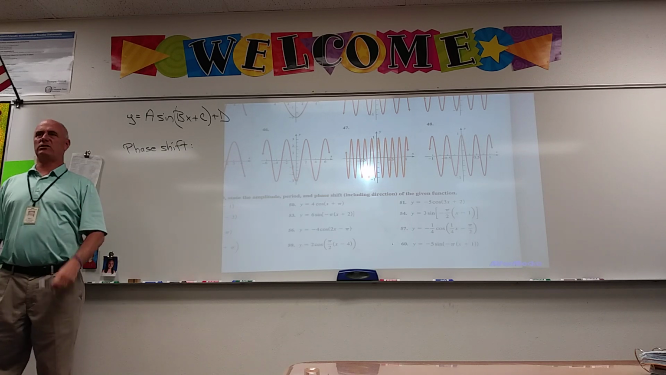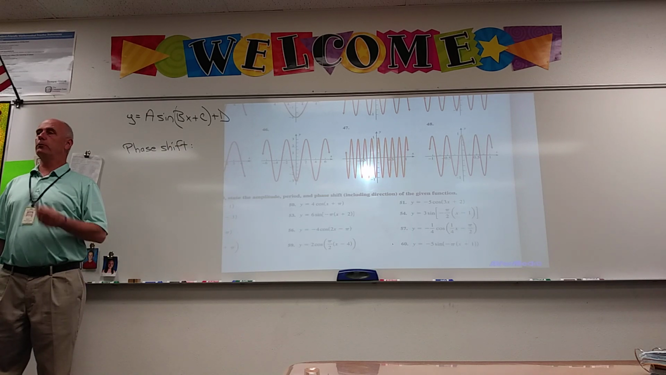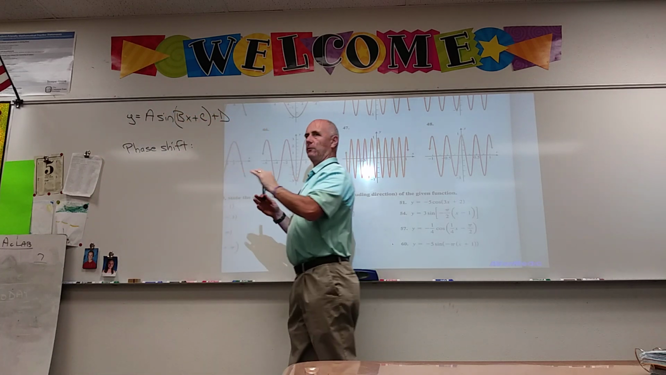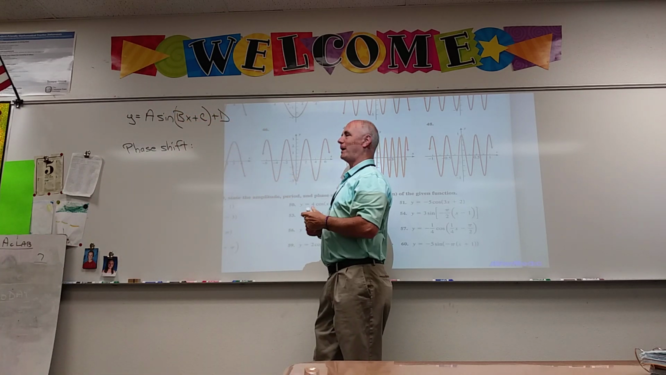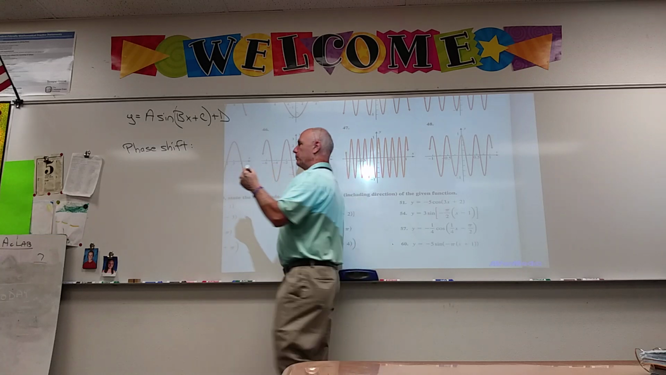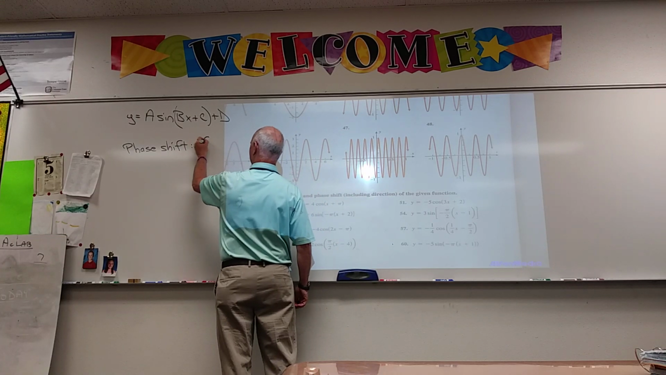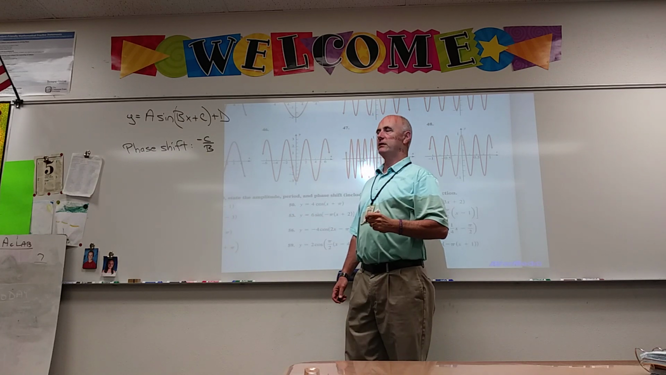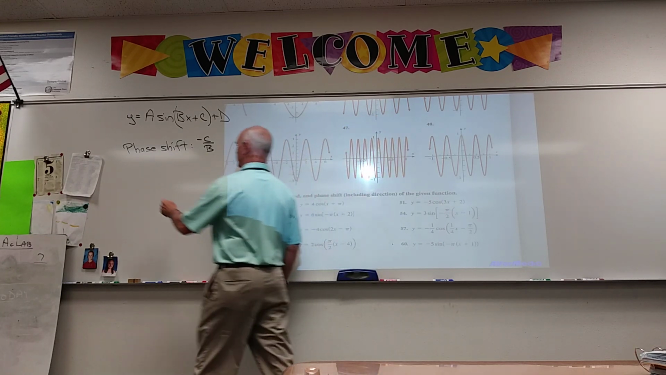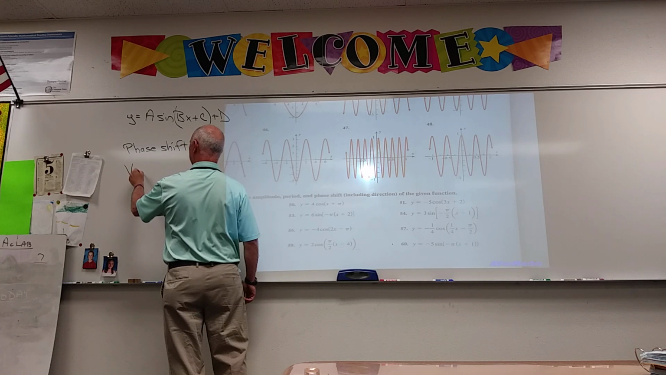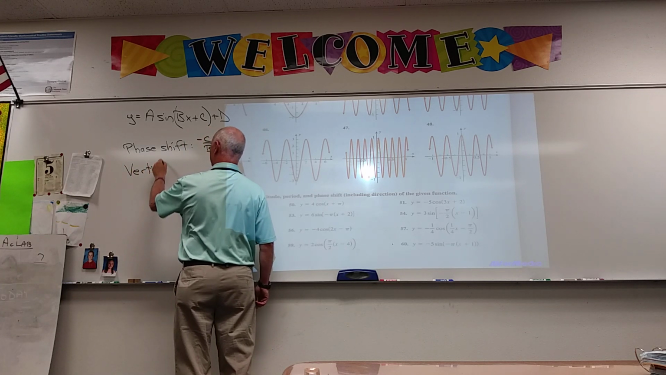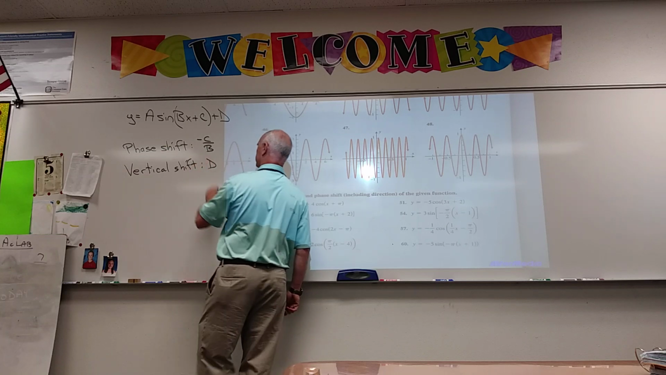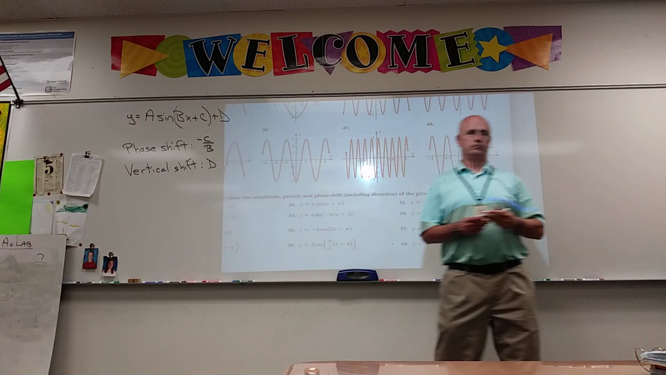So then what's D going to do? Vertical shift. Going to move it up and down. Yep. So here's the thing. The phase shift is a little bit different from what you would expect. You would expect it to just basically be C. But the reality is that the phase shift is negative C over B. Okay. Phase shift is negative C over B. And the vertical shift is what you would expect. It is just D.